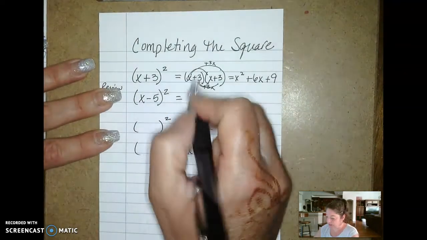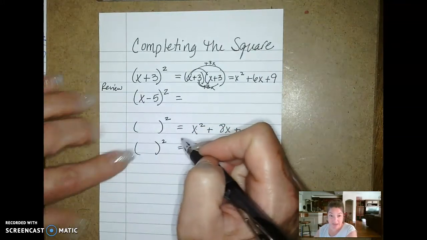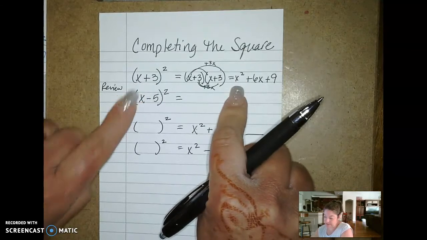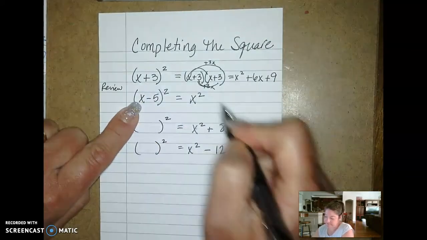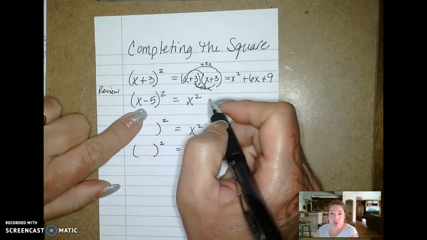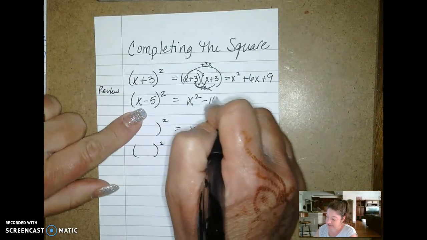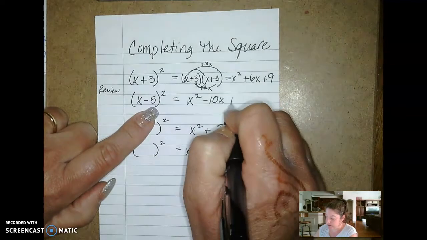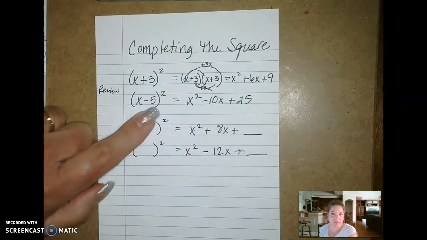So x minus 5 squared. Following the pattern, x plus 3 became an x squared, so I'm going to get x squared. If I wrote it twice, I would have two negative 5x's, and so two of them would make a negative 10x. And then negative 5 times negative 5 would be a positive 25, okay?